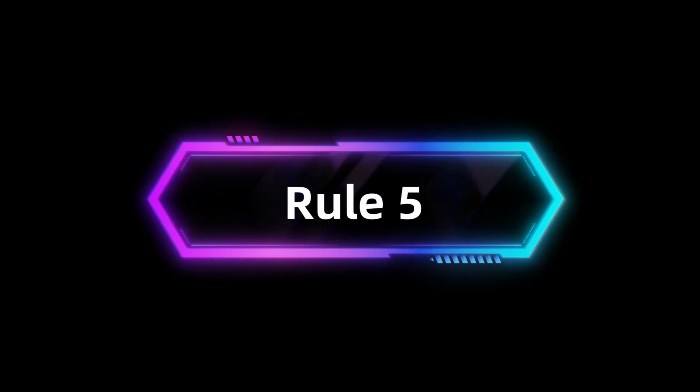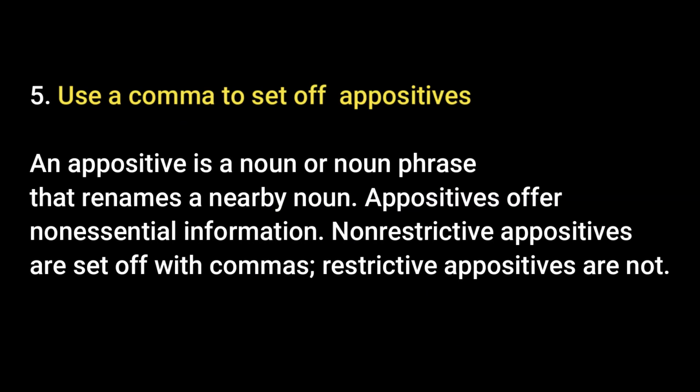Rule number 5. Use a comma to set off appositives. An appositive is a noun or noun phrase that renames a nearby noun. Appositives offer non-essential information. Non-restrictive appositives are set off with commas. Restrictive appositives are not.